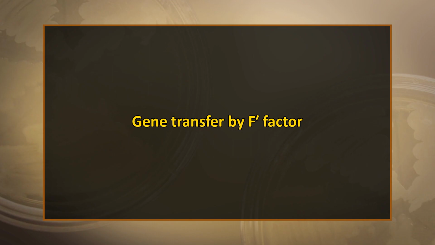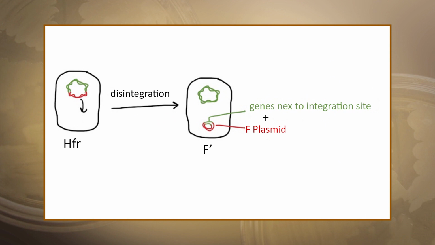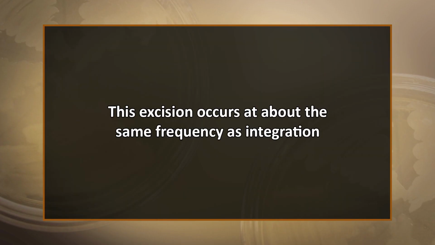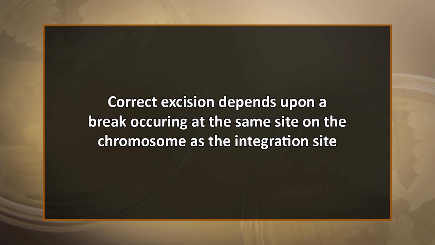Third, gene transfer by F' factor. The integration of the F factor into the bacterial chromosome is reversible. The F factors can be excised from the chromosomes so that the Hfr cell reverts to an F plus cell. This excision occurs at about the same frequency as integration. Correct excision depends upon a break occurring at the same site on the chromosome as the integration site.